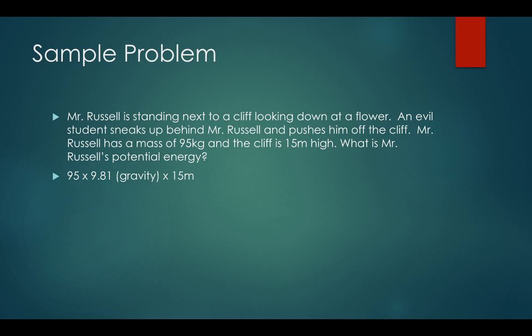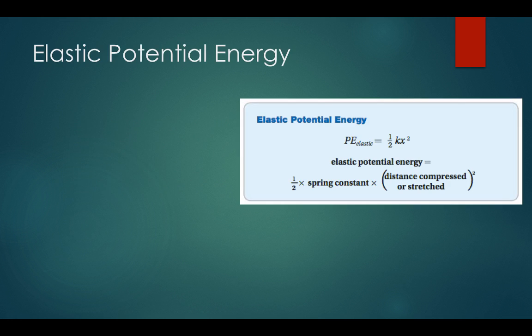Now, basically, I weigh 95 kilograms, and gravity is 9.81. And the height is 15, so it's 95 times 9.81 times 15, which gives you the answer of 14 kilojoules. Now, this is actually just 14,000 joules, but because it's a kilojoule, you know how the metric system works, you can shorten it down. So 14 kilojoules is how much potential energy I have.